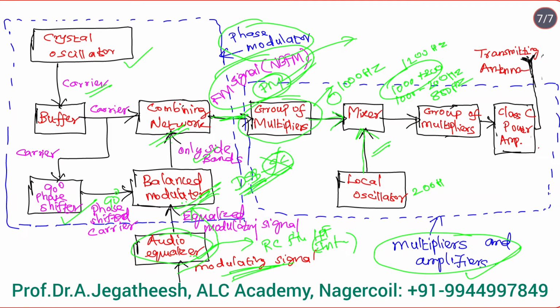Again, this output is given to the group of multipliers. If required, its frequency is further increased with the help of this group of multipliers block. Already we have increased the frequencies with the help of the group of multipliers. After the mixing also we can increase the frequency of the resultant signal with the help of a group of multipliers. Finally, the output of the group of multipliers is given to the Class C power amplifier, where the power level is raised to the desired level.